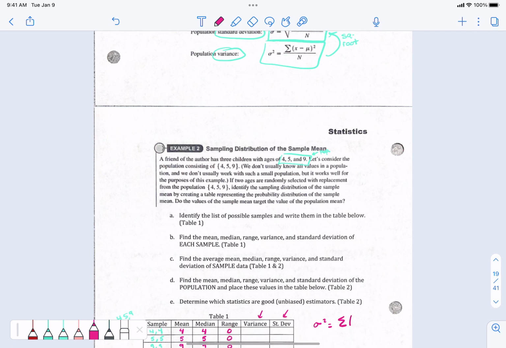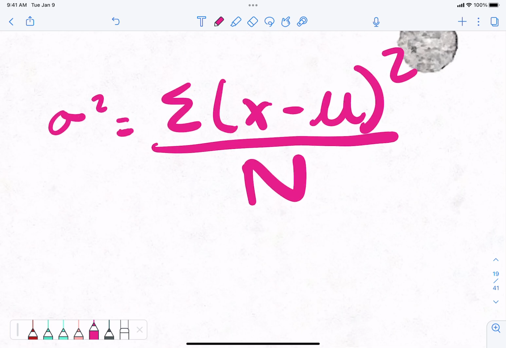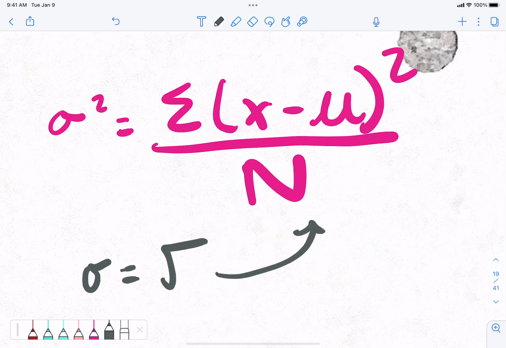The sum of x minus mu squared over n. Okay, this is your variance, and then the standard deviation equals the square root of that number, right? Whatever we get for that. All right, this is going to be a pain in the butt. This is the part that you need to pay attention to.